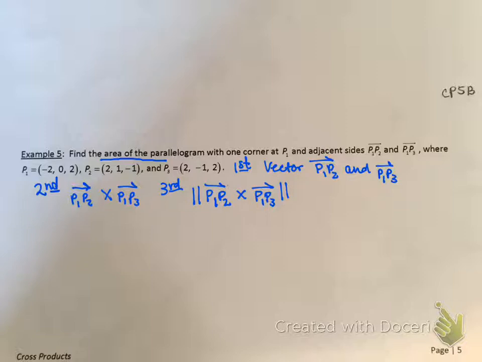So I'm going to work on step number 1, finding the vectors. So I'm looking for P1P2 first. To do that, you have to take P2 minus P1.